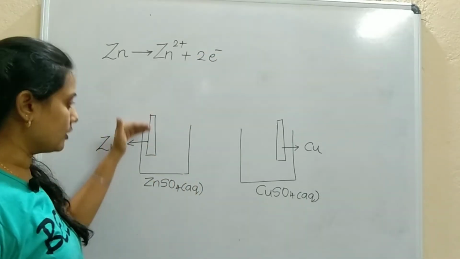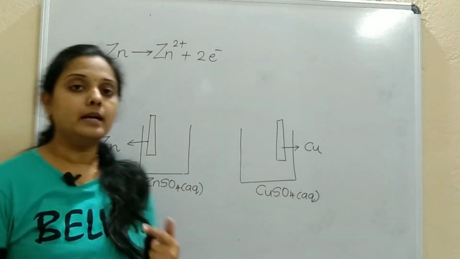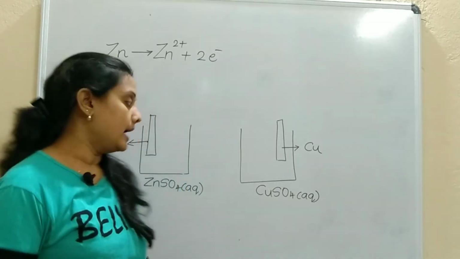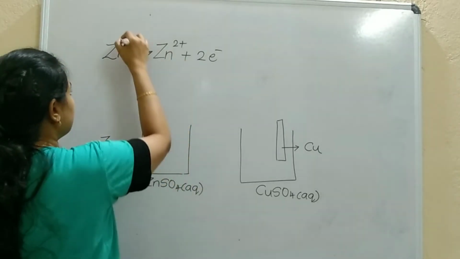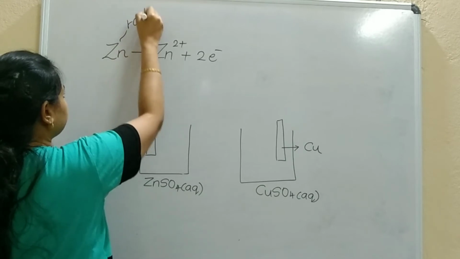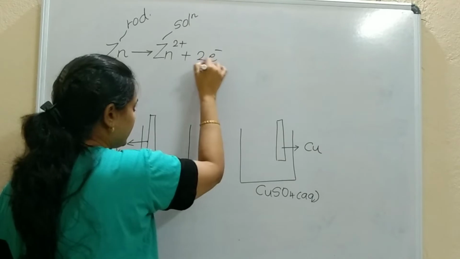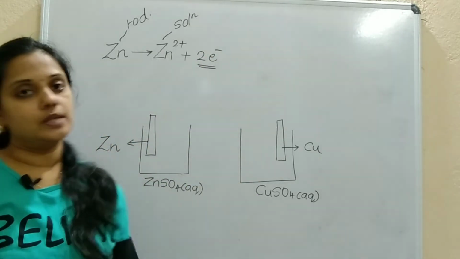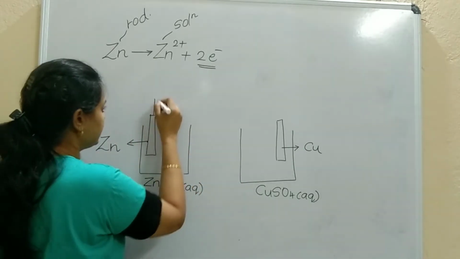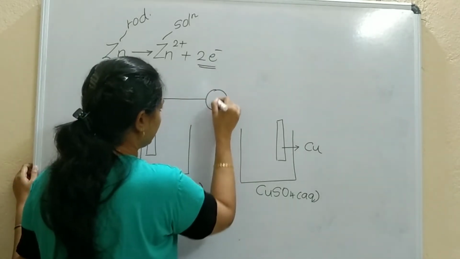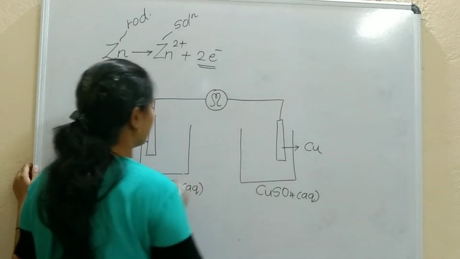So zinc from the rod will go to the solution, where it will become Zn2+ ions and 2 electrons will be lost. So zinc comes from the rod, Zn2+ remains in the solution, and the 2 electrons have to pass through the circuit. So what will we do? We will connect these two cells and a bulb is placed, just to see whether the bulb is glowing or not, whether the electrons are passing or not.